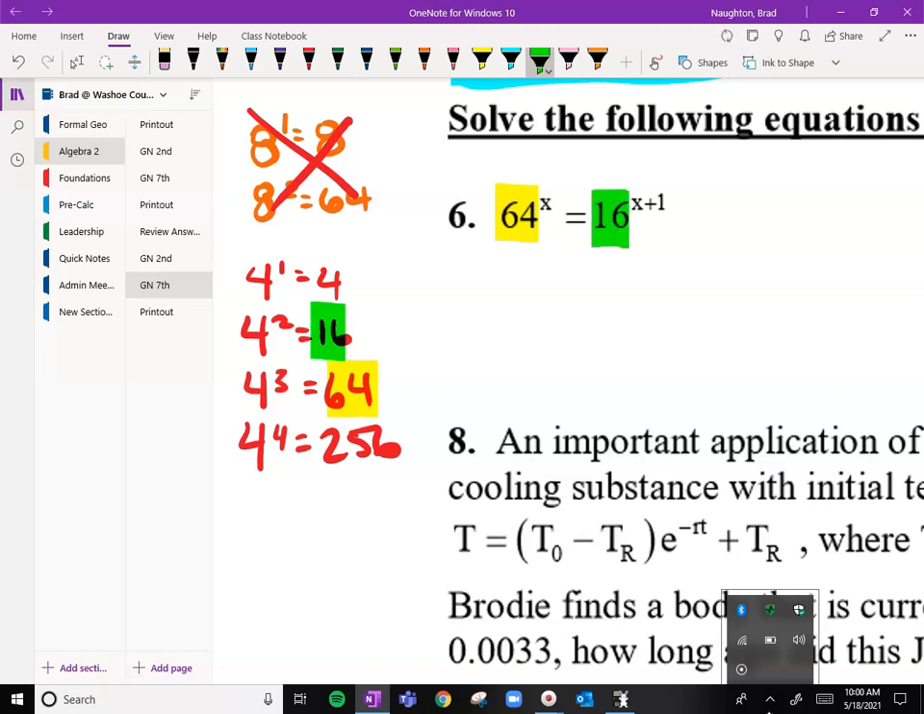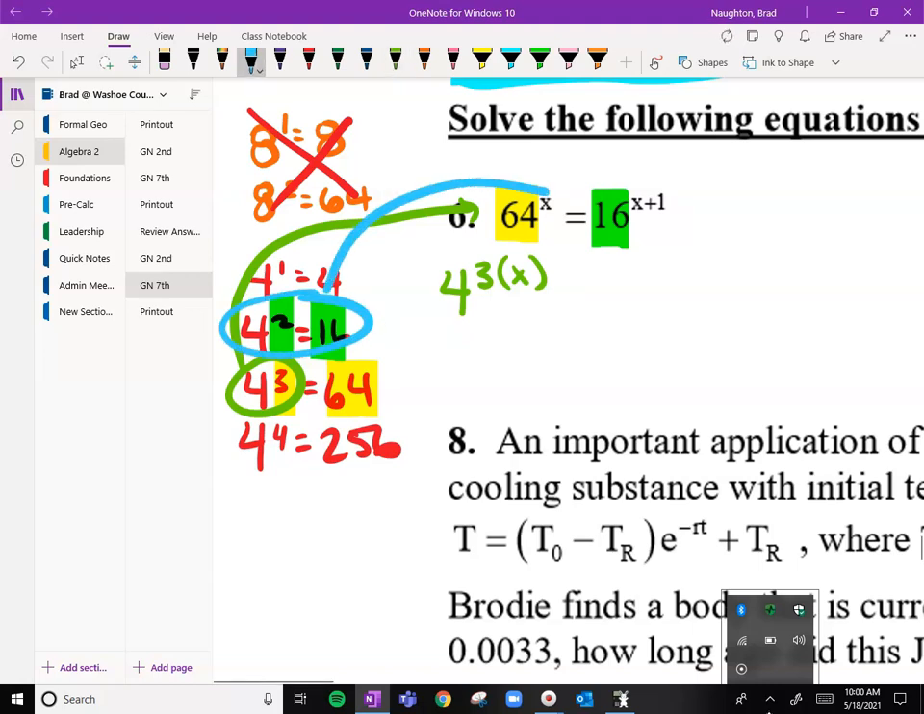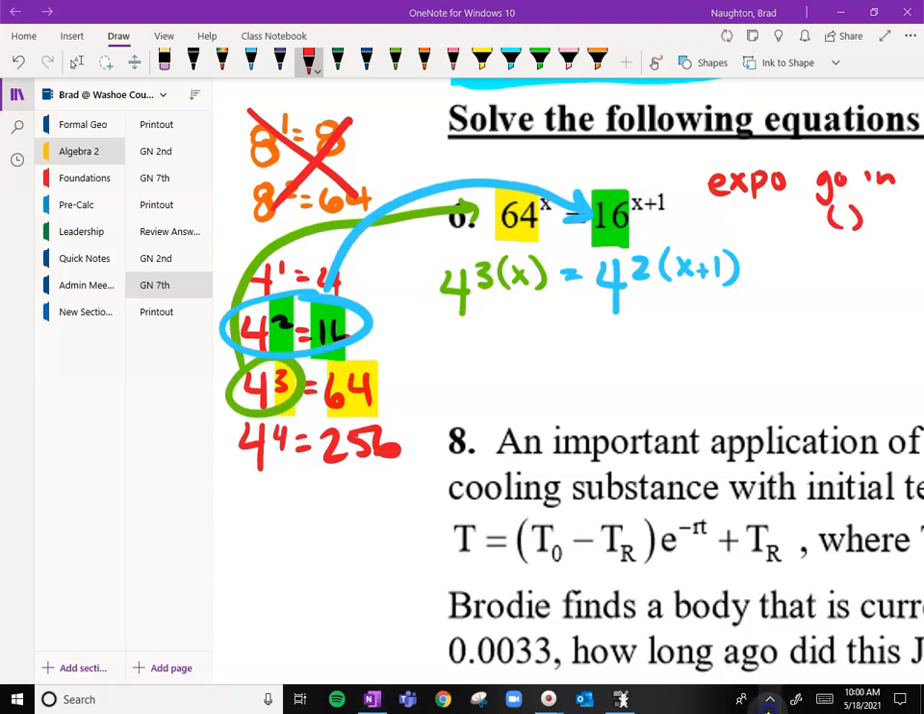Okay, so what we're going to do is take their corresponding powers, and we're going to rewrite. So that 64 is now going to be a 4 cubed. And then you had an x already there, so I like to put that x in parentheses. And for the 16, that was a 4 squared, but then I had an x plus 1 that was already there. So it goes in parentheses. So our exponents go in parentheses. So that's what we did here and here.